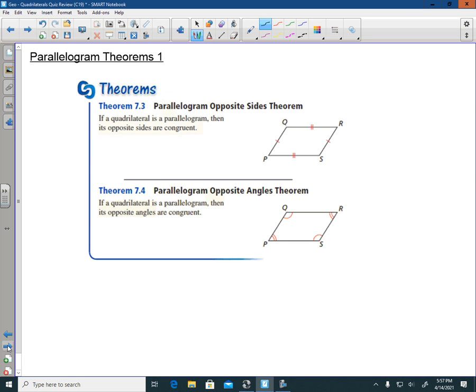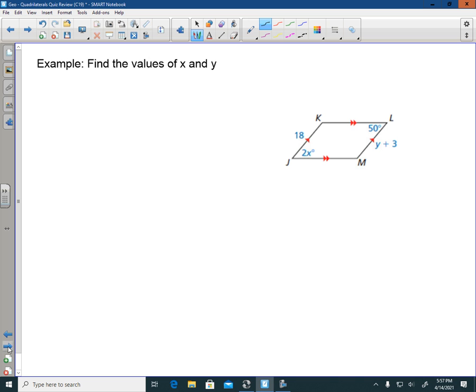From there, we went on to talking about parallelograms, and the first two theorems talk about opposite sides and opposite angles. The basic idea is if a quadrilateral is a parallelogram, then its opposite sides are congruent, and also its opposite angles are congruent. That's what these theorems tell us, and here's how you can use it. If you know that this is a parallelogram, which you do because that's what those little red markings mean, then you can use both of these theorems in this problem.